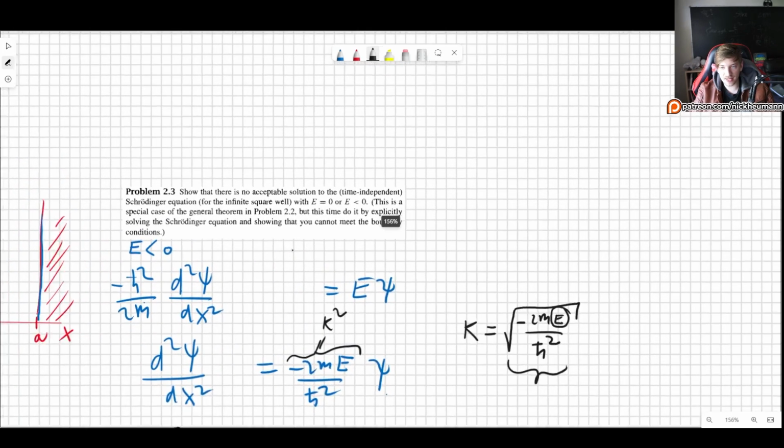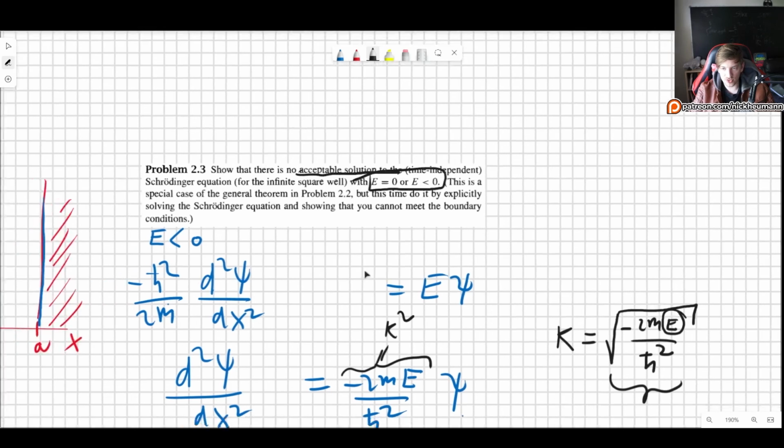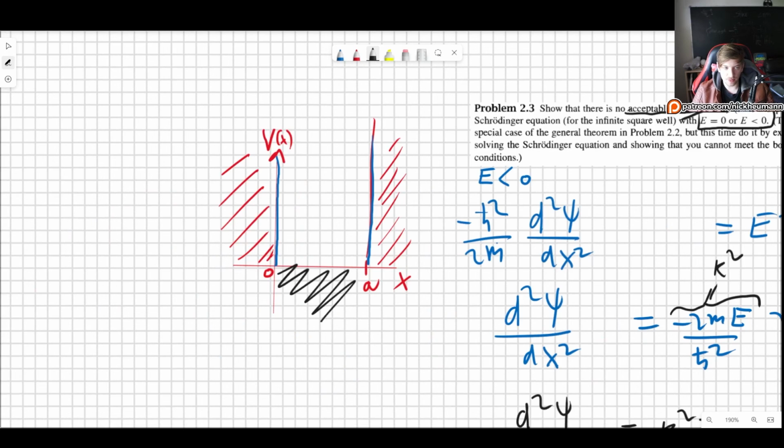So we can see that indeed there is no acceptable solution either for E equals 0 or E negative. So of course, this entire region right there is also prohibited. There is no acceptable solution there.